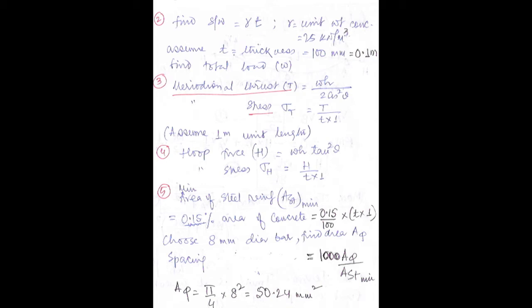So next you assume the diameter of the bar as 8 millimeter. So find the area A phi. A phi means the area of a single reinforcement bar, which can be found out by pi by 4 into 8 square, as we have assumed the 8 millimeter diameter bar. And spacing can be found out by this formula, 1000 A phi divided by AST. AST is what we have just now found, the minimum area of the steel reinforcement. So this is step number 5.